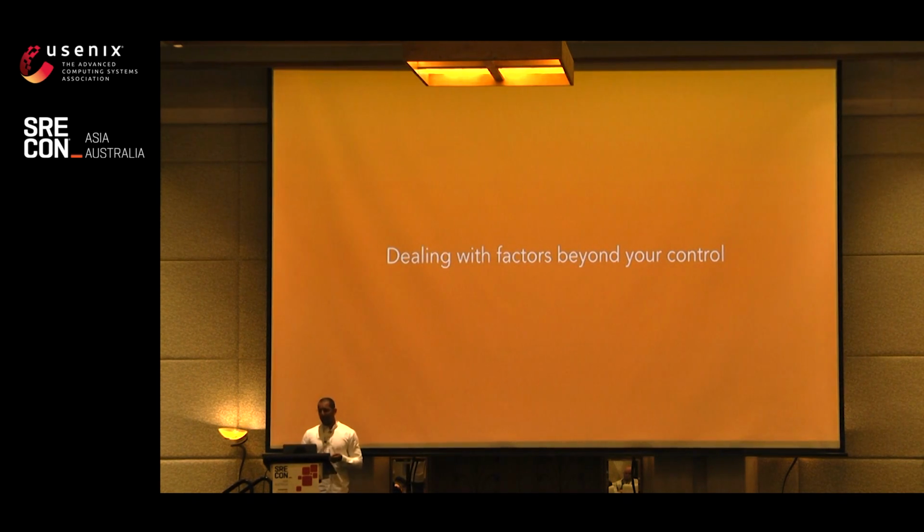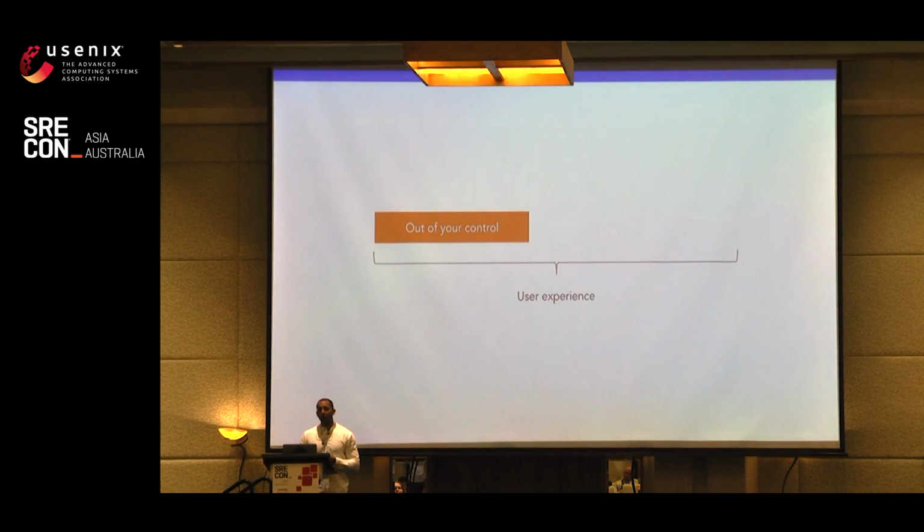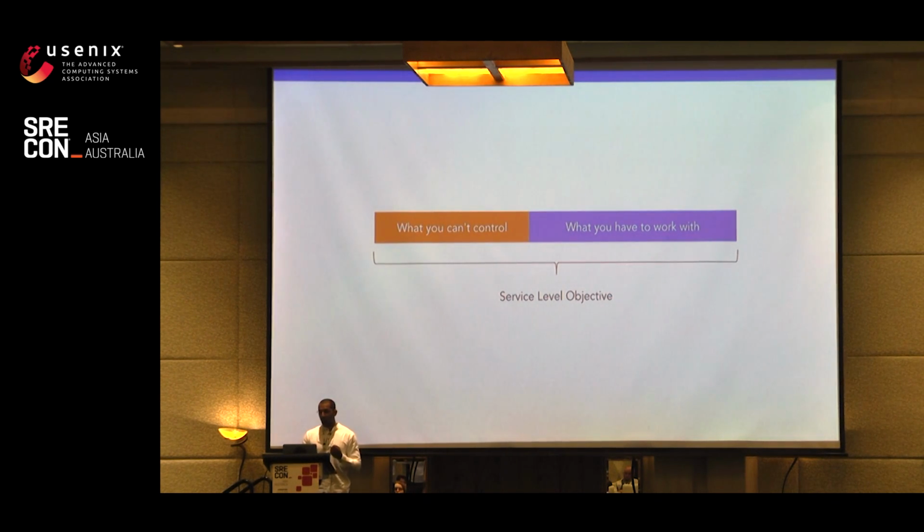When you do this, you're going to be dealing with factors beyond your control. You've got this user experience, and it's the totality of things that are out of your control and then things that are in your control. And that can be really frustrating, this division. But your SLO should control the whole user experience. Whether you control it or not, it's part of what your users see. And so your service level objectives should cover both of them as well. There's the component that you can't control, and then what's left is what you have to work with. That may not be all of your experience, but it tells you what's allowed.